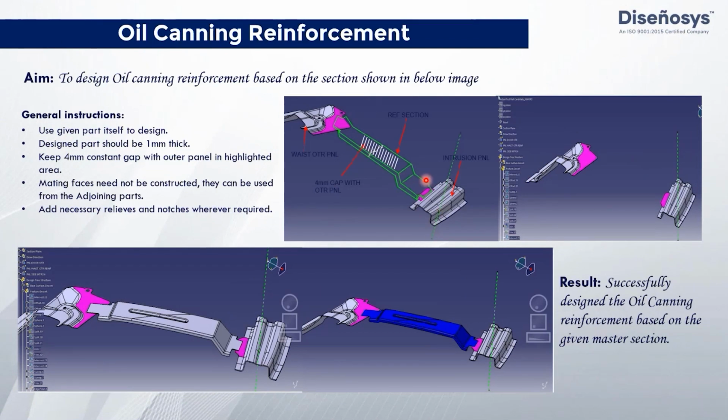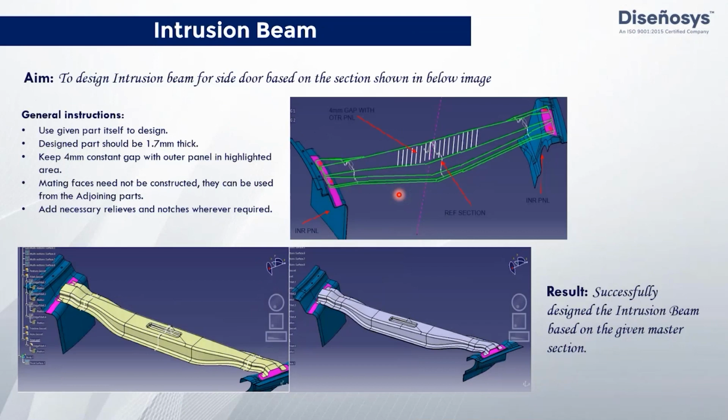The green is the master section, and this is the surrounding part. These two gray parts are the surrounding part. You have to create this blue part. This blue part should be created from the master section given to you. So this is what we will be learning.